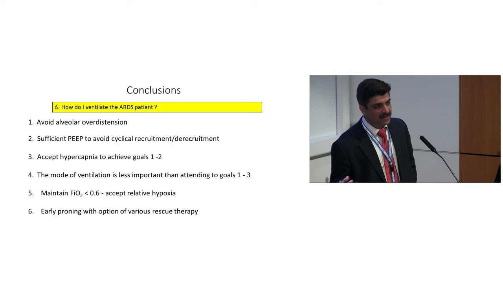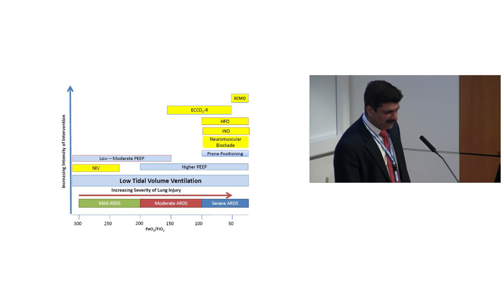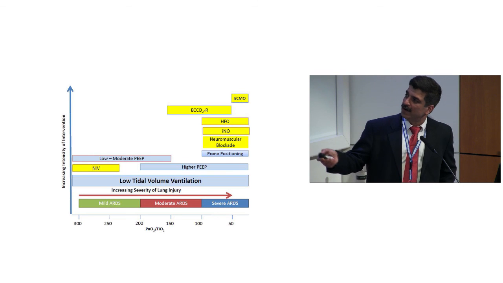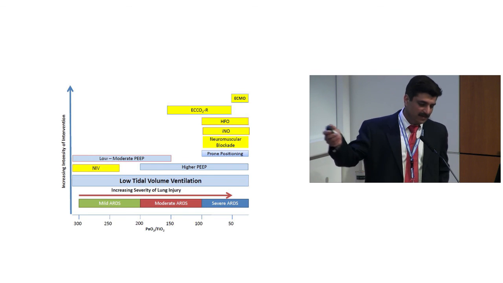The strategy that we have on our unit is early proning as a rescue therapy. And this is the kind of algorithm that we use: mild, moderate, severe. Low tidal volume underpins all that. High PEEP is towards the severe end, and everything else towards rescue.